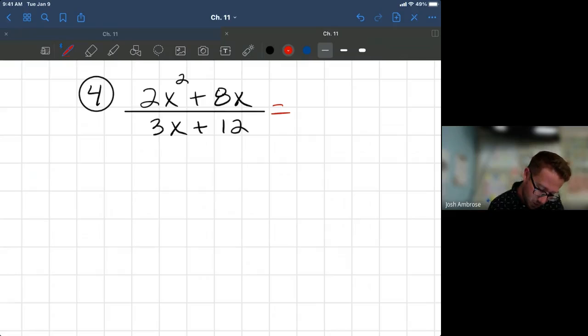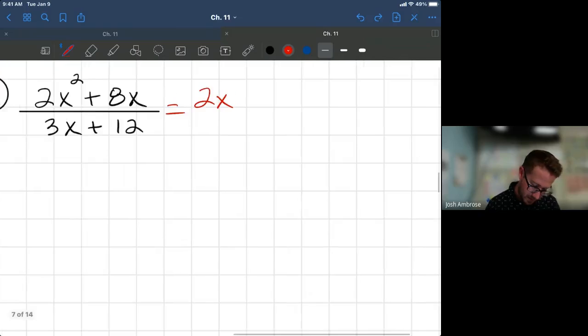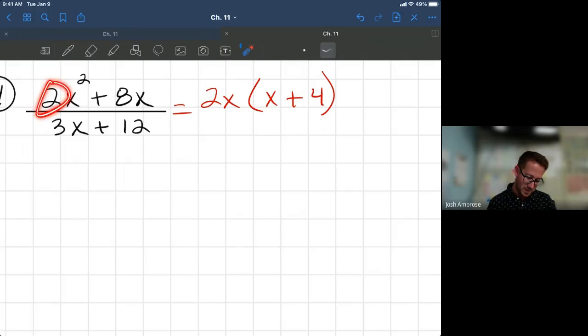All right, so we have a 2 and an x in common for everything up top. So I'm going to take a 2x out and then rewrite as x plus 4, right? All right, I took a 2 out. There it is. I took a 2 out of the 8, brought me to 4. I took an x out. There it is. So that's why that's gone. And that had 2 of them. There's 1 left behind. So I simplified my numerator.